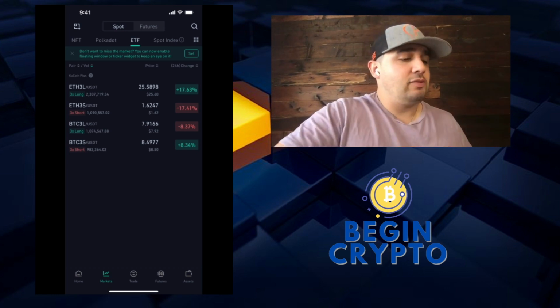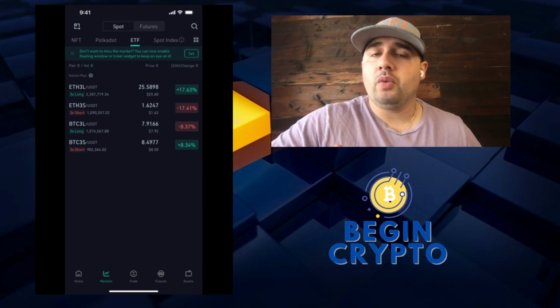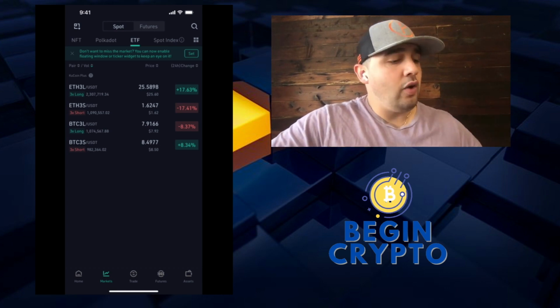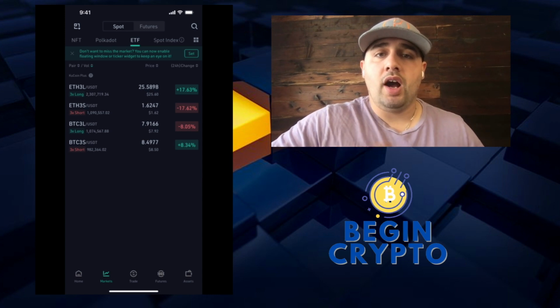However, I think especially for beginners, if you want to get into some leverage trading without the chance of getting liquidated, go ahead and try the ETH 3x long on Kucoin.